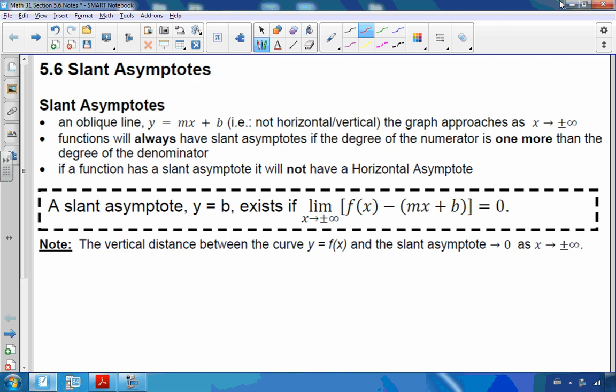So let's talk about what a slant asymptote is. It is defined as an oblique line, and an oblique line is just a line, y equals mx plus b, that is not horizontal and not vertical. So in other words, an oblique line is a line in which the slope is not zero and the slope is not undefined.